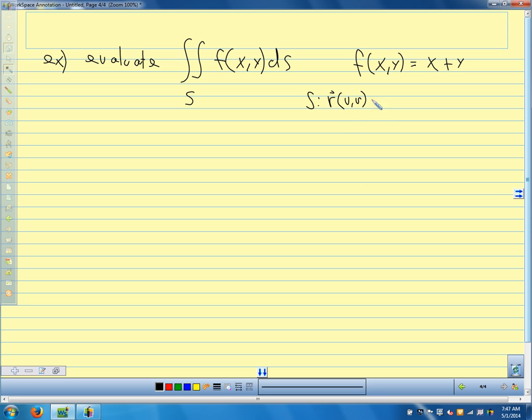Our r of u and v is 2 cosine u i hat plus 2 sine u j hat plus v k hat, where 0 is less than or equal to u less than or equal to pi over 2, and v is between 0 and 2. Before we set up our integral, what is this surface?